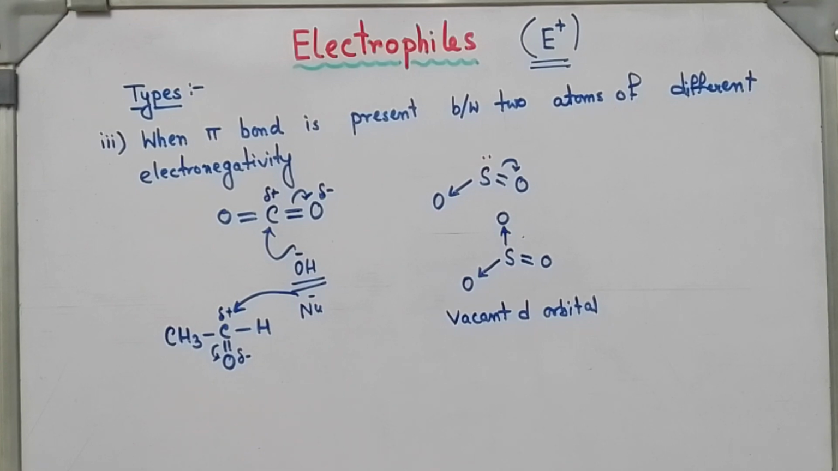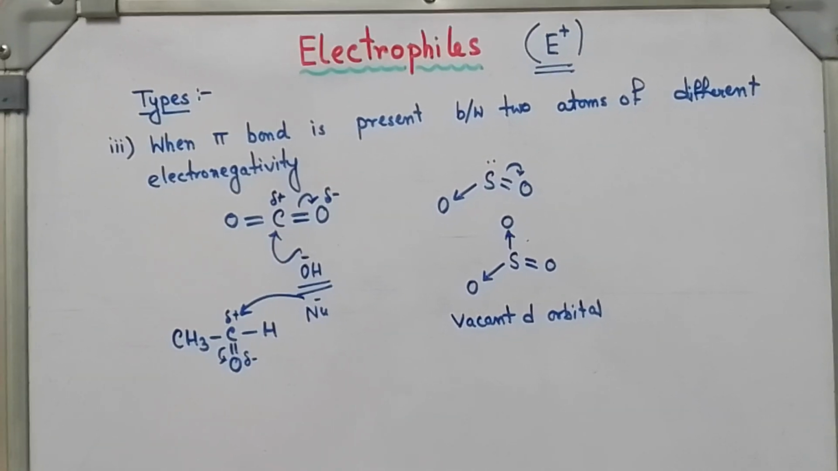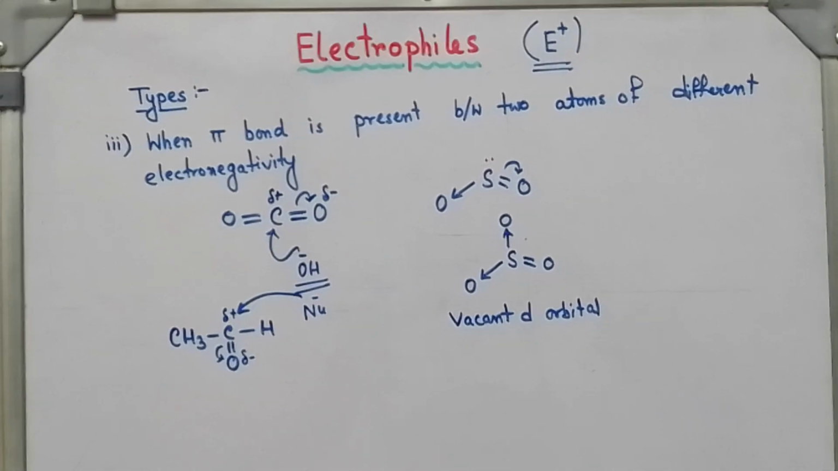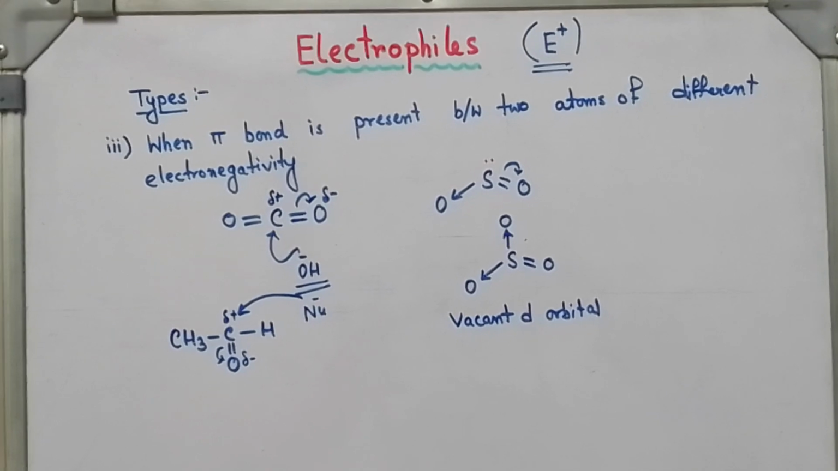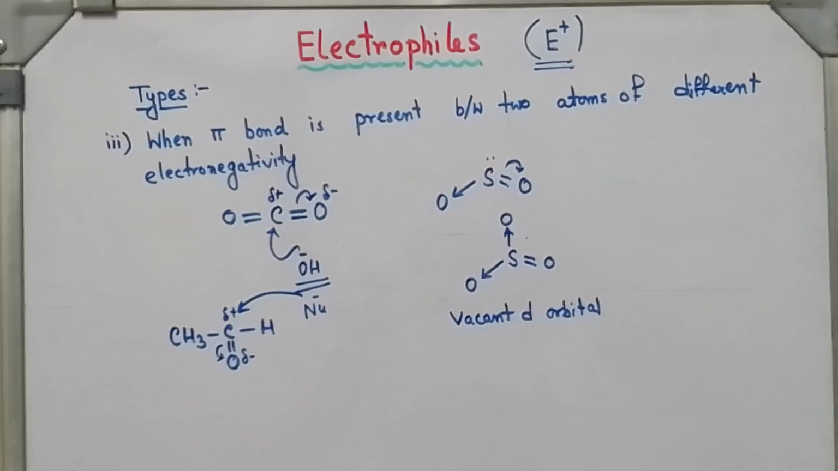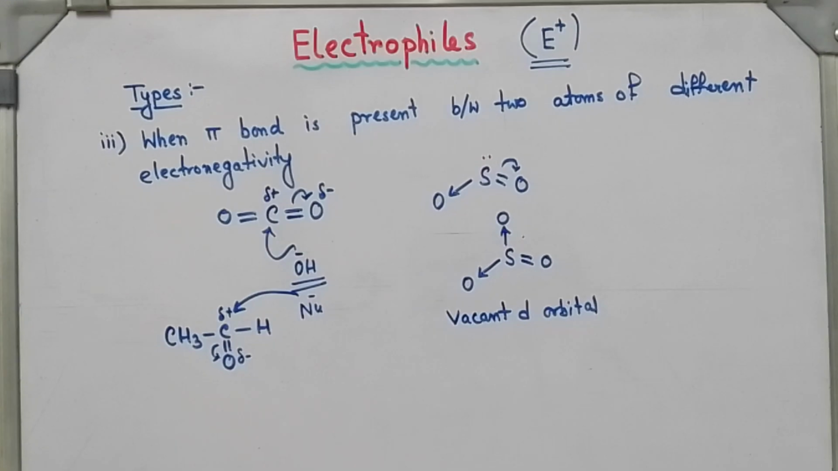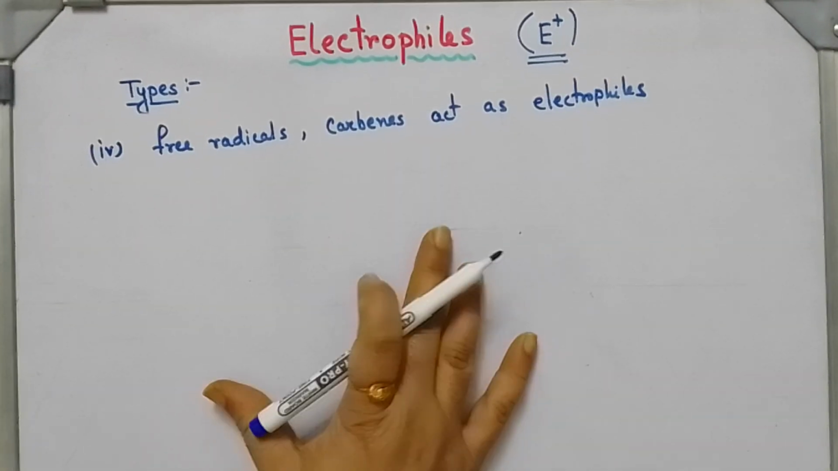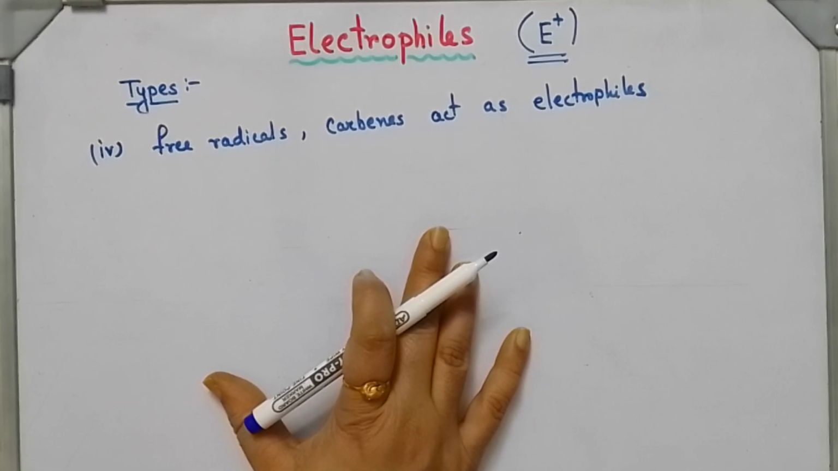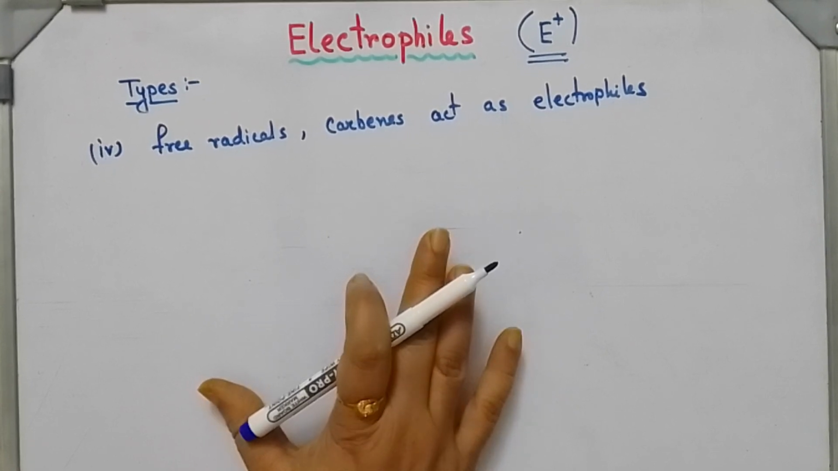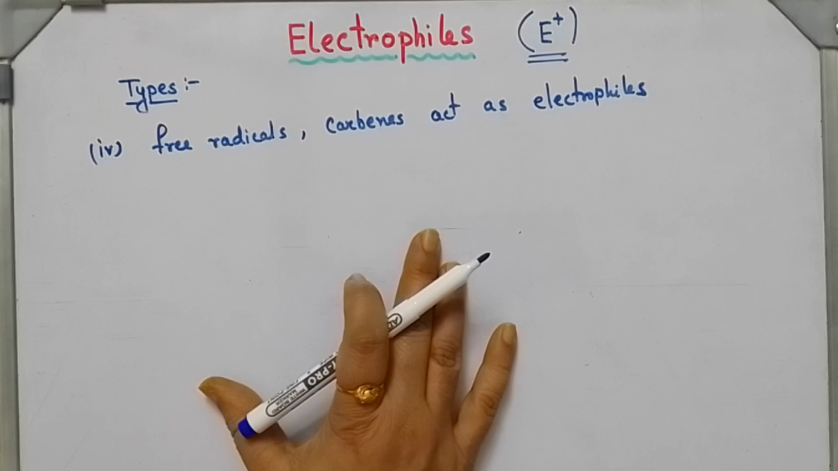Similarly, sulfur dioxide and sulfur trioxide are acting as electrophiles because see, first of all, sulfur is having vacant d orbital, and secondly there is pi bond between sulfur and oxygen, and sulfur and oxygen are having different electronegativity. So electron density can be shifted towards oxygen, and that sulfur is the electrophilic center in both sulfur dioxide and sulfur trioxide. As we have seen, Lewis acid means it can accept lone pair of electrons. So all Lewis acids are electrophiles because these are electron acceptors.